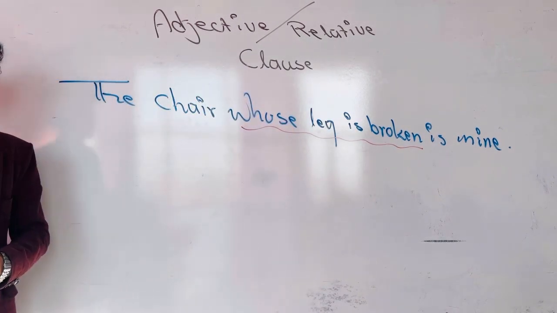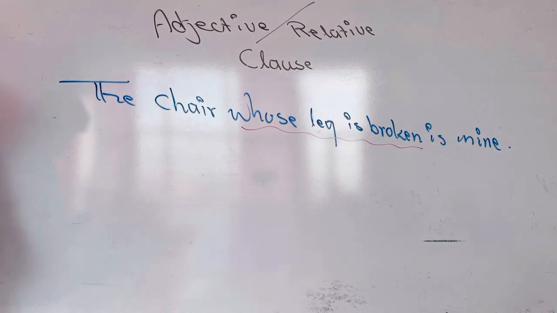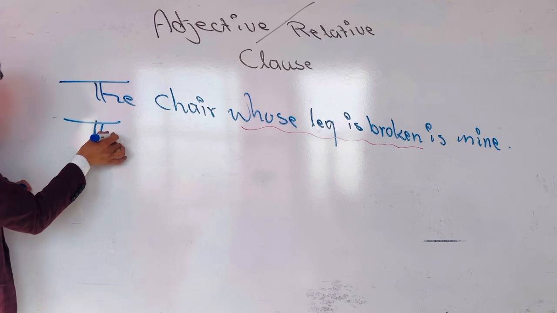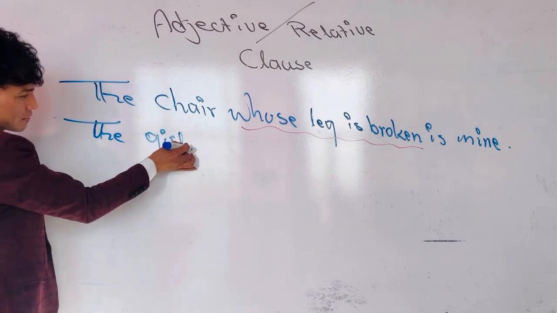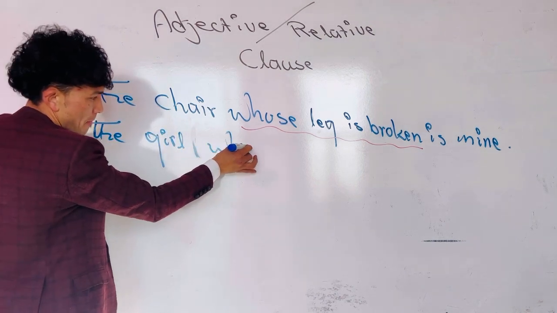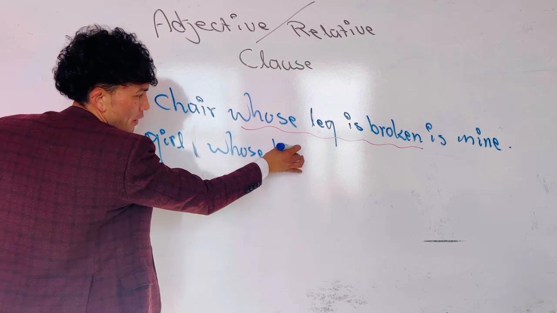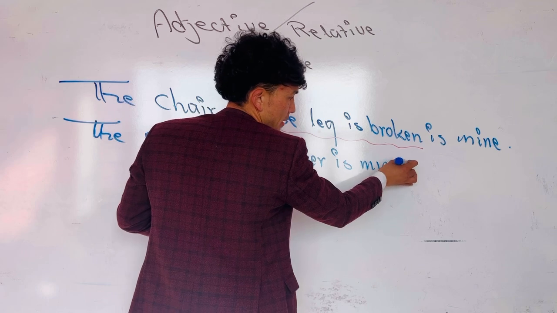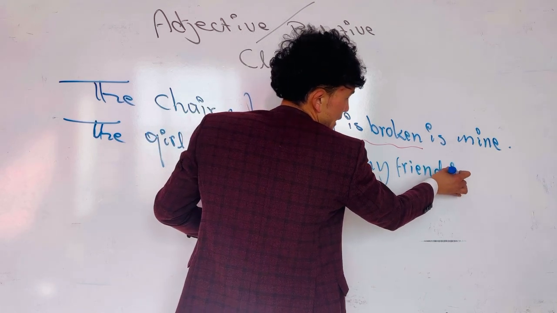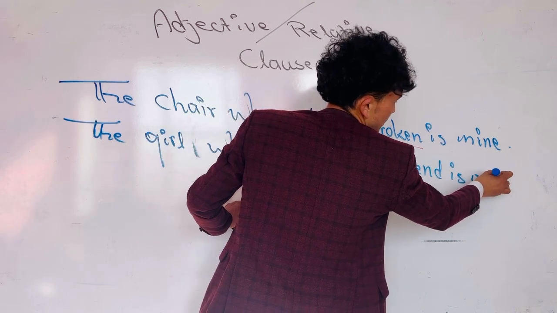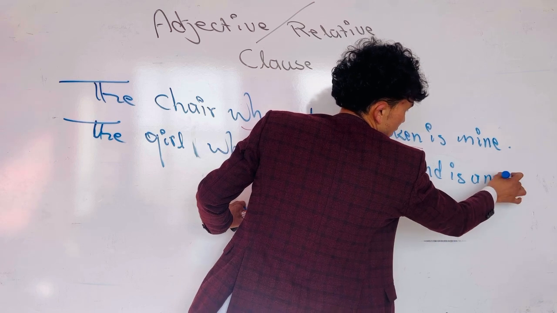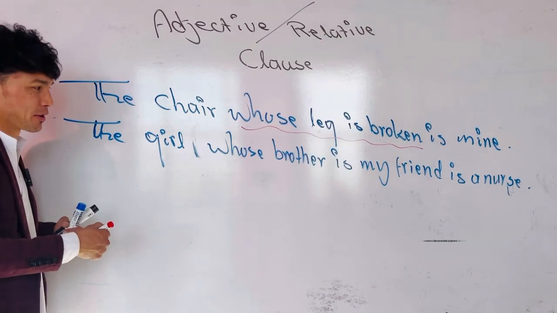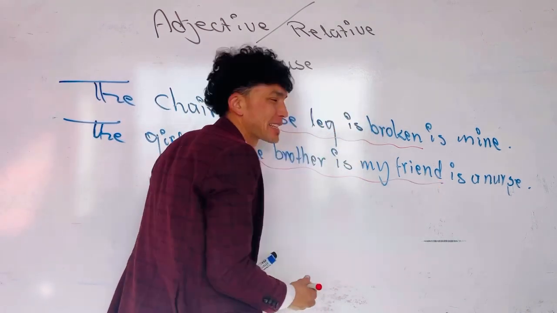Okay, whose leg is broken is mine. You understood? Okay, next example. Okay, the girl whose brother is my friend. My friend is a nurse. The girl, which girl? Whose brother is my friend? Whose brother is my friend is a nurse.